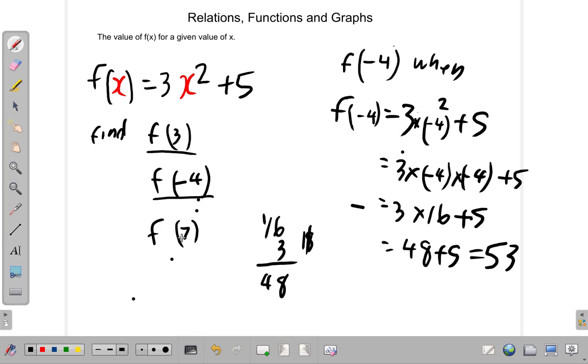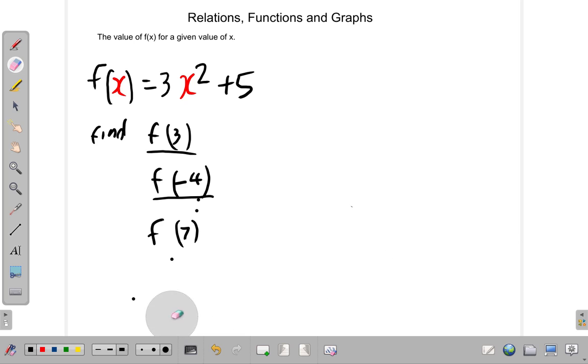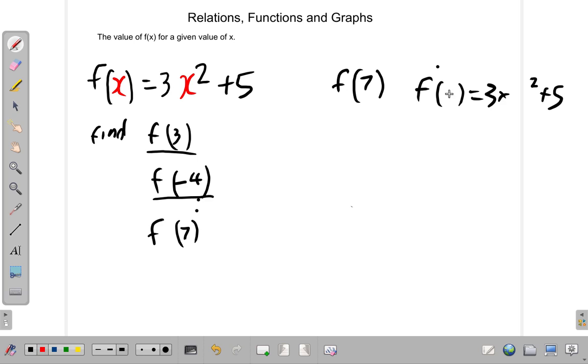Then we look for f of 7. Now, we have to find f of 7 when we have f of x equals 3 times x squared plus 5. Let me put in my x. F of x is equal to 3 times x squared plus 5. Now, wherever we have x, we will replace with 7 because we're not finding f of x here, we're finding f of 7. So we remove the x, erase the x, and put 7. Same thing here. We erase the x from here and we put 7.